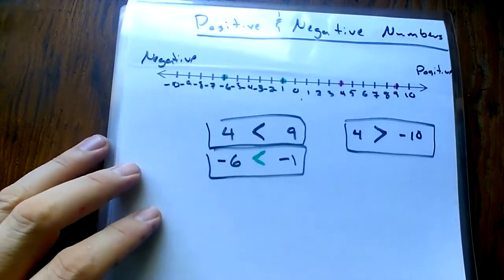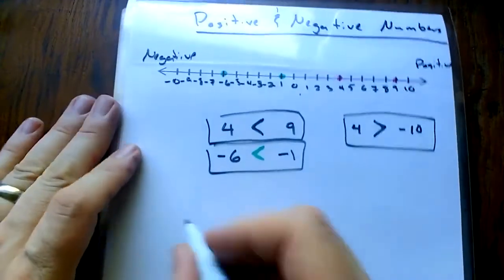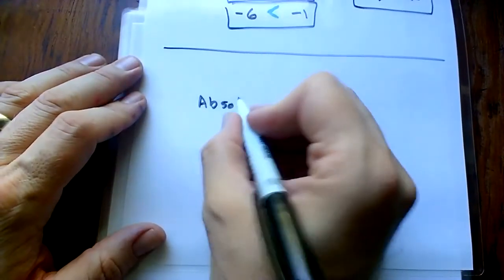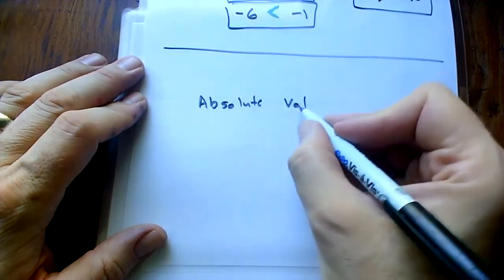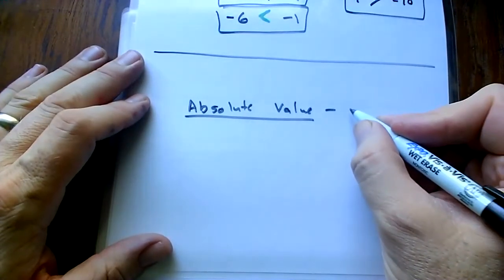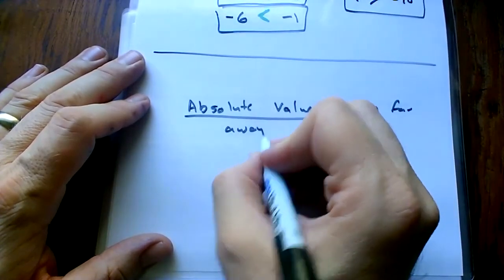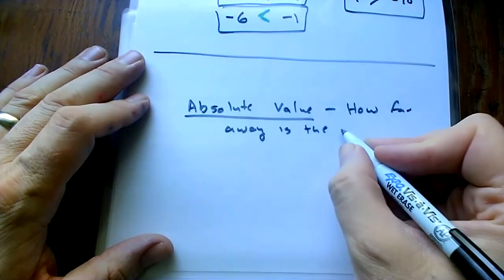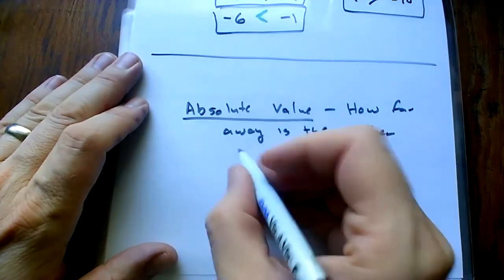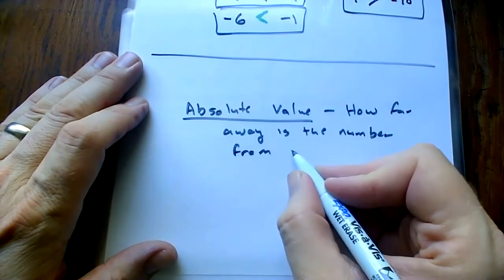Another thing that you can look at when you're looking at number lines is what we call an absolute value. An absolute value basically is looking at how far away a number is from zero. So it doesn't care about positive or negative. It just cares about how big.